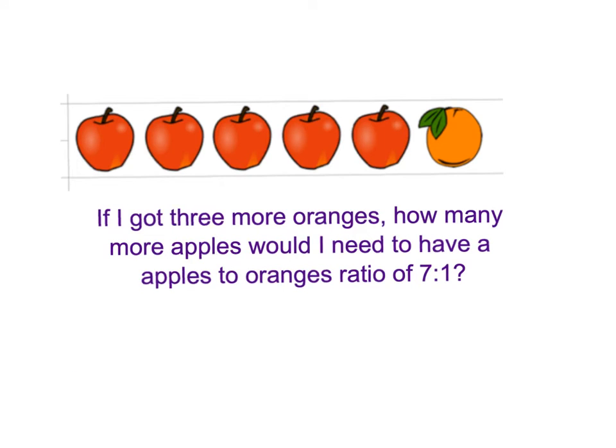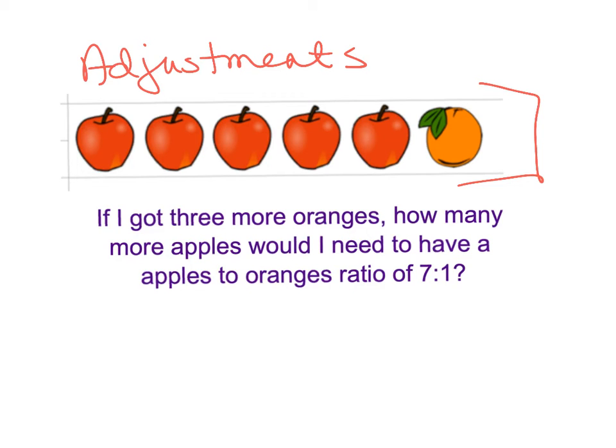Now, we're going to change it up. We have to make an adjustment. This is where we're going to do adjustments. Sorry, I'll finish writing that. We're going to take what we have here. We did this in lesson 5.1, 5 apples to 1 orange. But here's the question. If I got 3 more oranges, how many more apples would I need to have a ratio of 7 to 1?